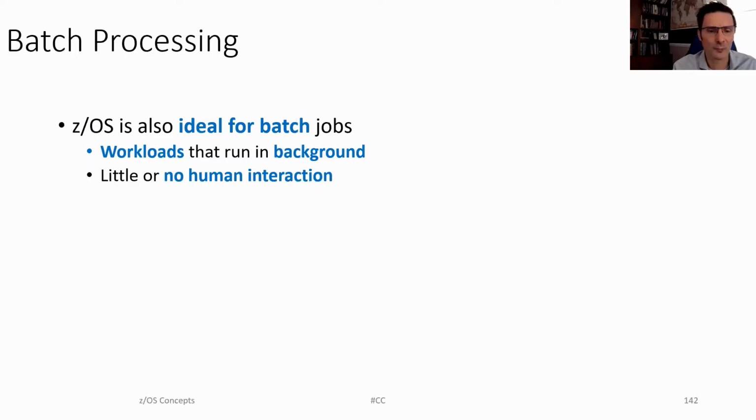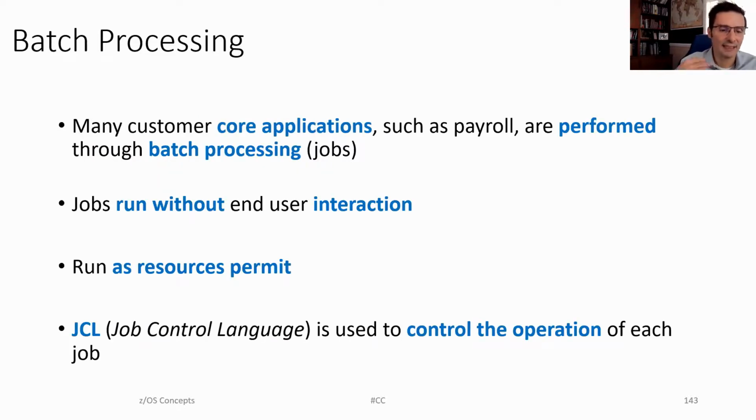Let's talk about batch processing a little bit. There's a lot of batch programs that run in z/OS, and these workloads are typically run in the background. They don't require much human interaction, and they run as resources permit. So again, these are not programs that you have to run instantaneously. And JCL is the way that's used to control the operations of these jobs. And we'll just talk about that very briefly.